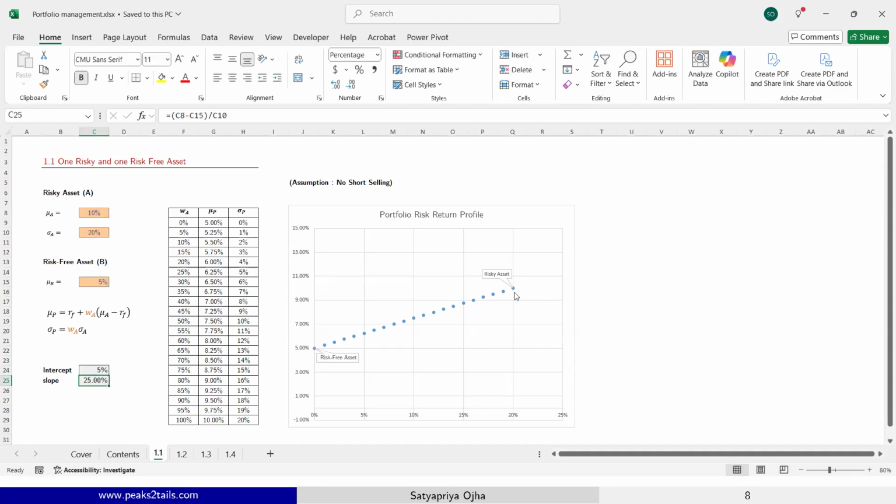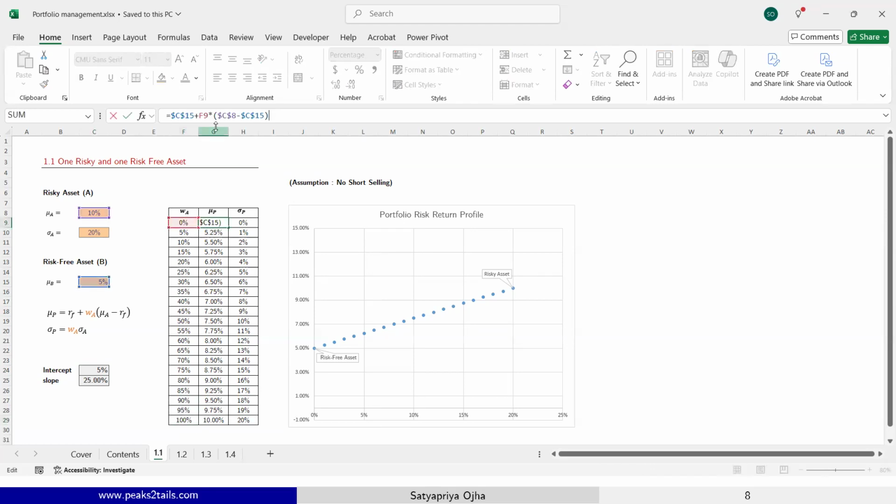Now, these are some of the discrete points that I took. So just changing WA, starting with 0%. Remember, we are operating under the assumption that there is no short position. You can only buy, right? So there is no negative weight. So WA can go from 0% to 100%.